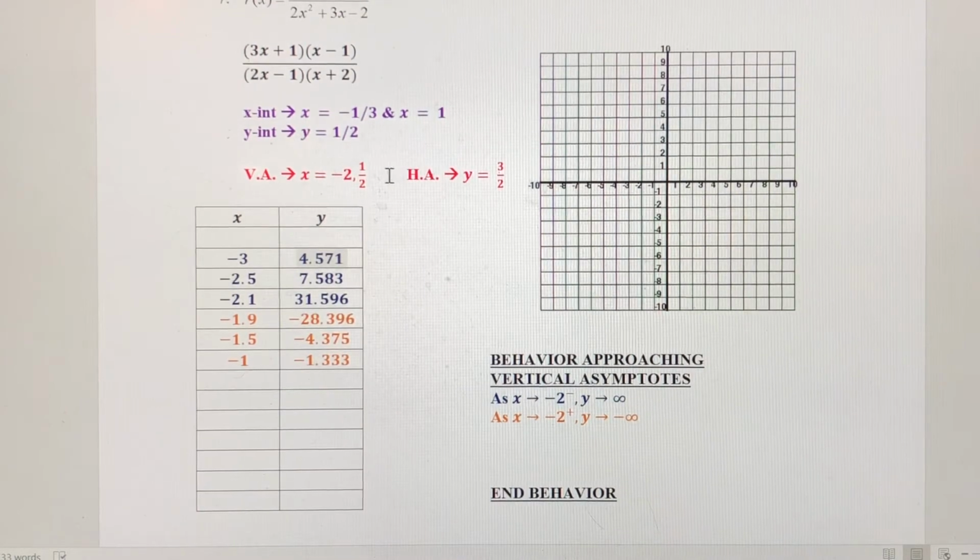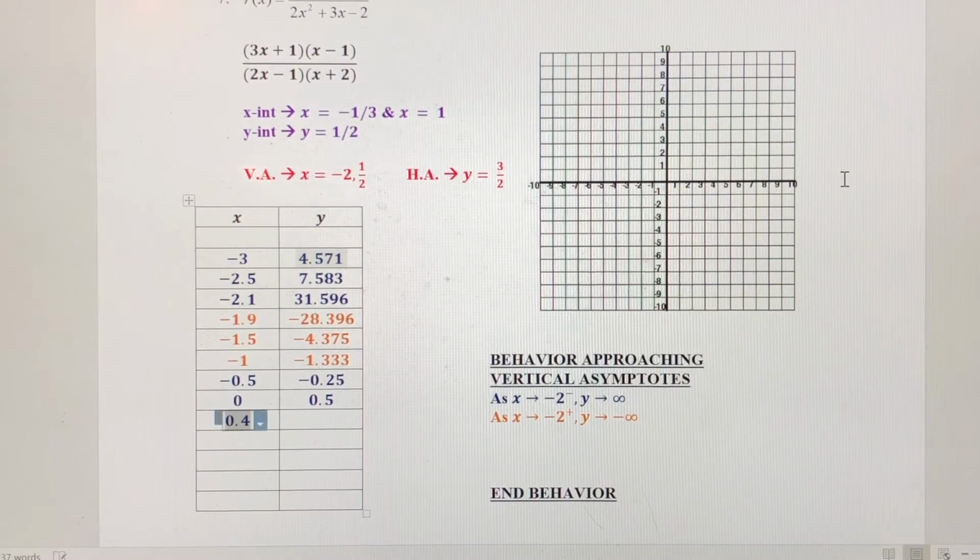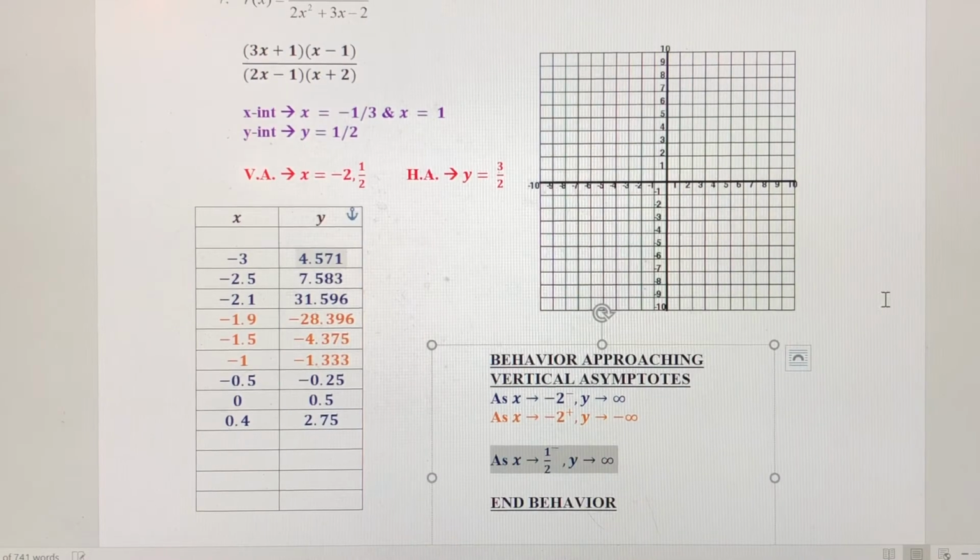We want to approach 1/2 from the left side. So I'm going to start off with negative 1/2. When I plug that into the function, I get negative 1/4. When I plug in 0, I've already done that. It's my y-intercept, so I don't have to do much extra work there. And then let's get right up next to 1/2 coming from the left side, 0.4, and that's going to give me 2.75. Notice this is getting progressively larger, so as we approach 1/2 from the left, y is going to approach positive infinity.